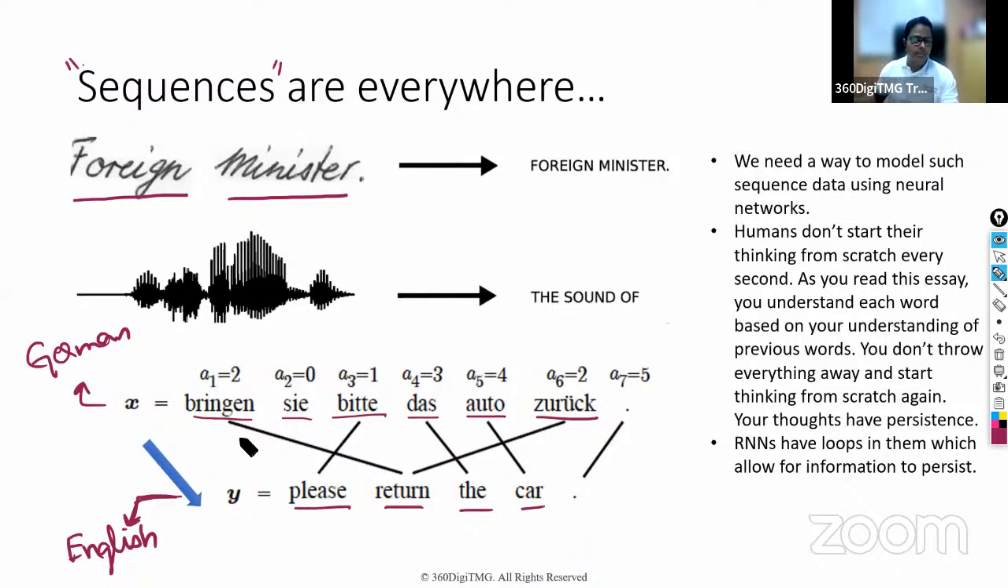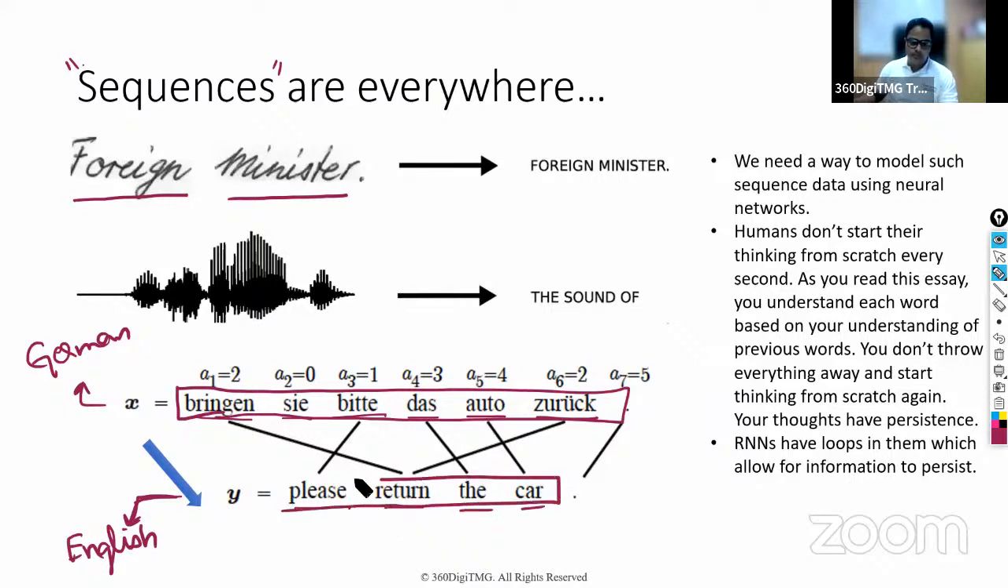So what does that mean? First, the entire sentence should be processed. Entire sentence should be processed. And then you get the output. So we have to ensure that the entire sentence is processed in order to get the output.